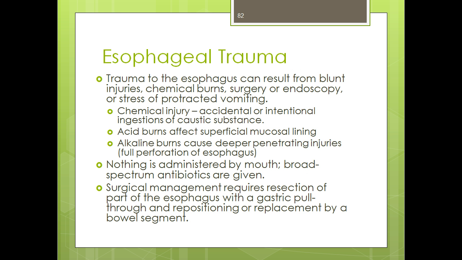Okay, and then last of the conditions would be esophageal trauma, which could come from any type of blunt injuries, chemical burns, surgery, endoscopy, or stress of protracted vomiting. So a person who is vomiting all the time can get into that type of predicament. Chemical injury is usually a result of accidental or intentional ingestion of caustic substances. The damage to the mouth and esophagus is usually rapid, and very severe.